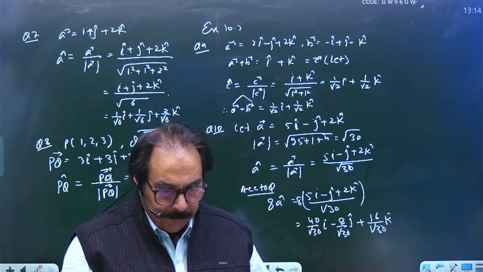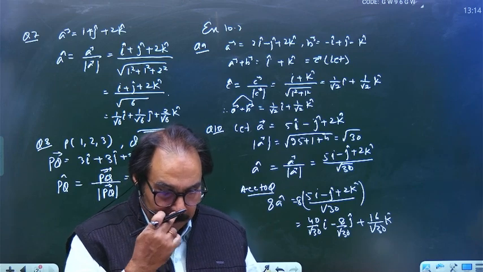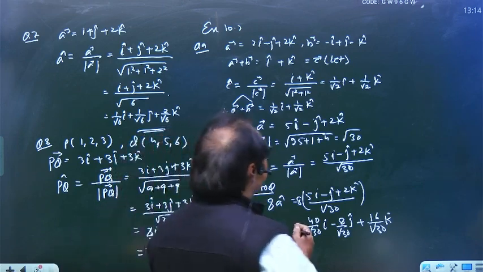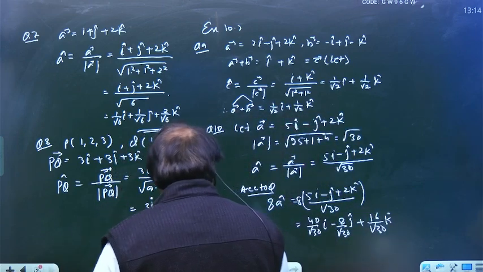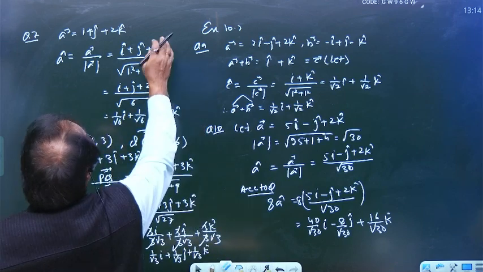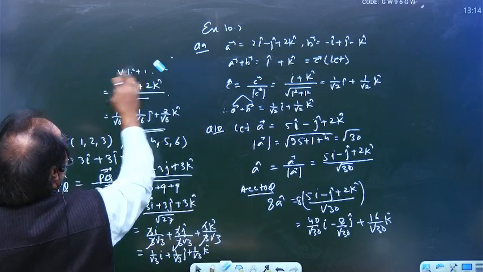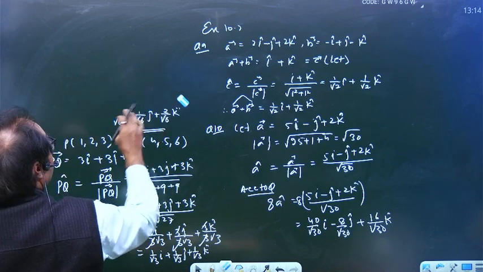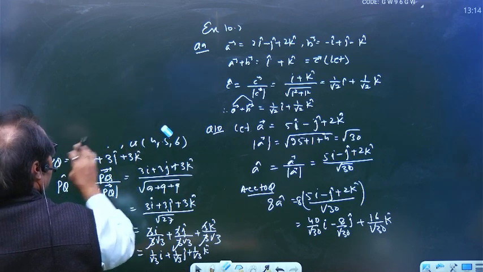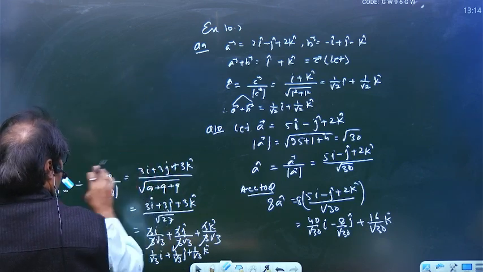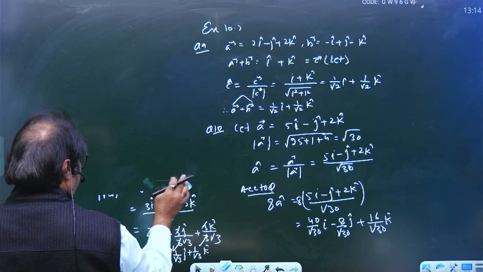Now question number 11. Question number 11 is: show that these vectors are collinear vectors. This is the question.